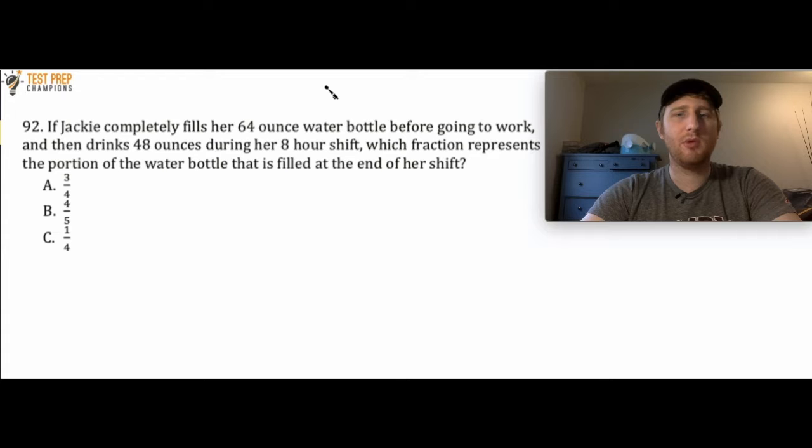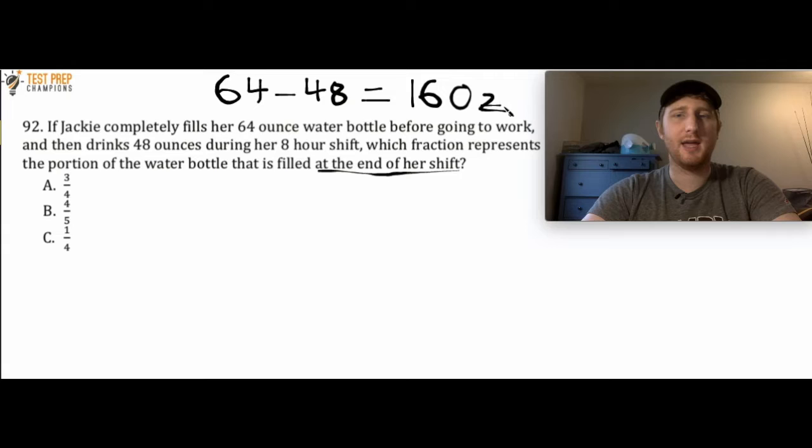Okay, so basically what we have to see here is that before work, she had 64 ounces, then she drank 48 ounces. So we have to do 64 minus 48, and that's going to give us 16. All right, so at the end of her shift, she had 16 ounces of water left. Okay, and it says which fraction represents the portion of the water bottle filled at the end of the shift.